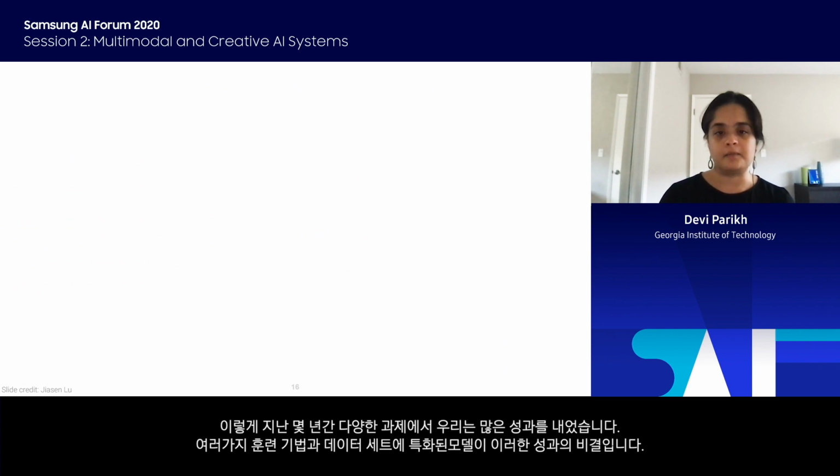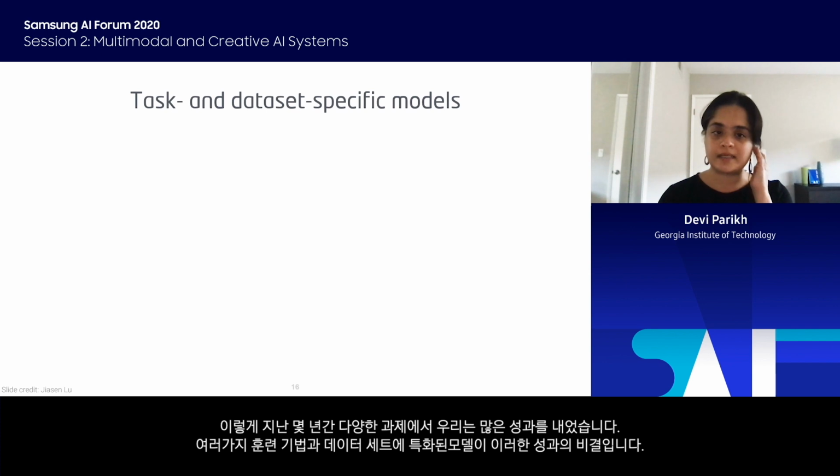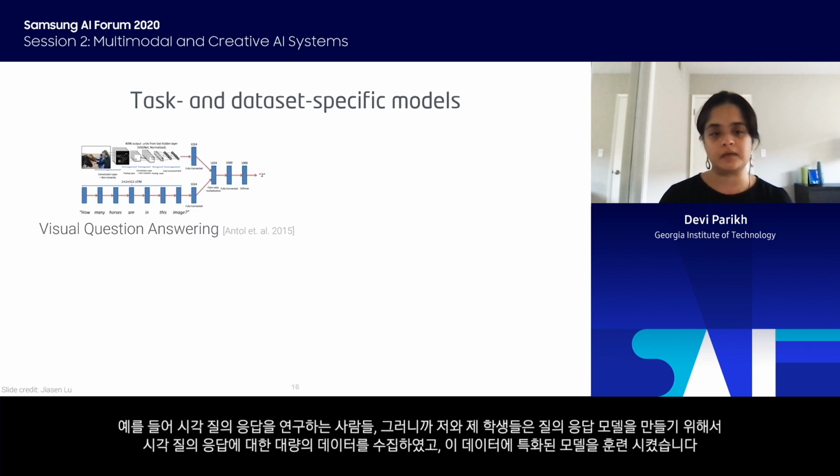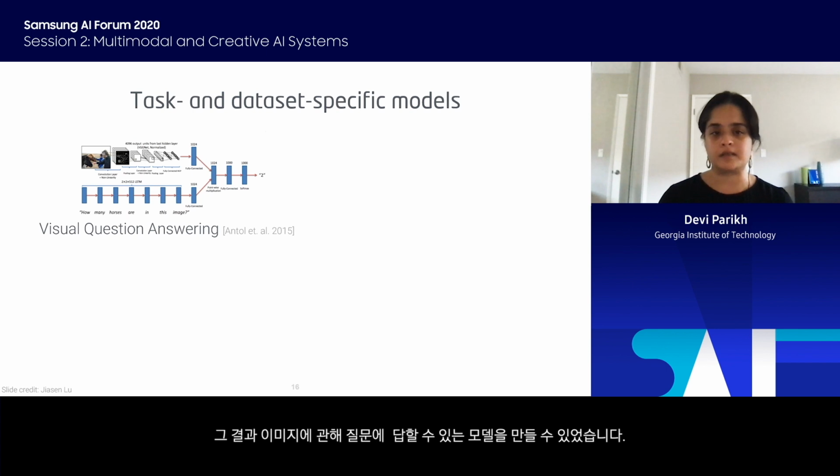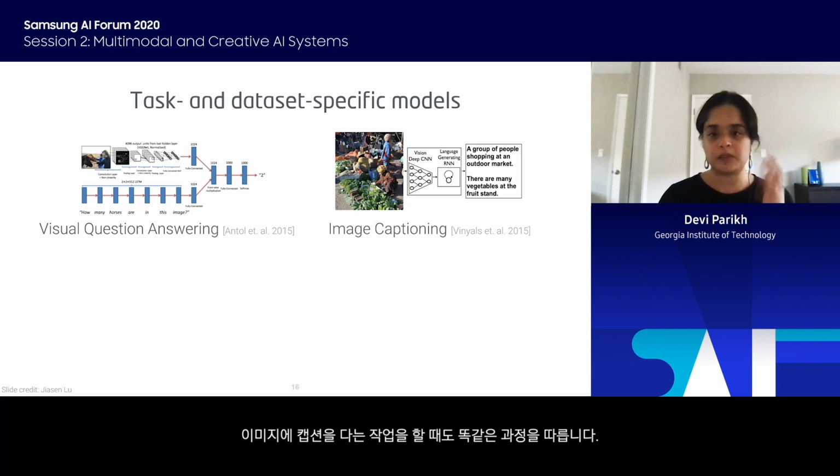But one thing that has led to this progress is this recipe of training task and dataset specific models. So for every task that we care about, let's say visual question answering, a group of researchers, in this case, my students and I, collected this large data set on visual question answering and we trained models specifically for that task. And so now we had a model that can answer questions about images. But now if we want to do image captioning, then we sort of follow the same thing again.